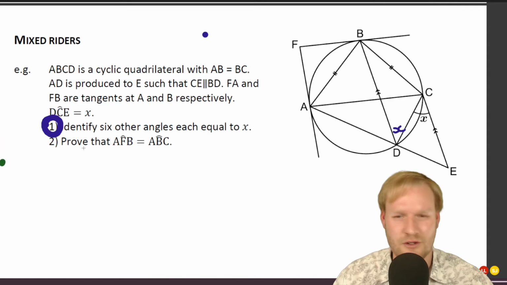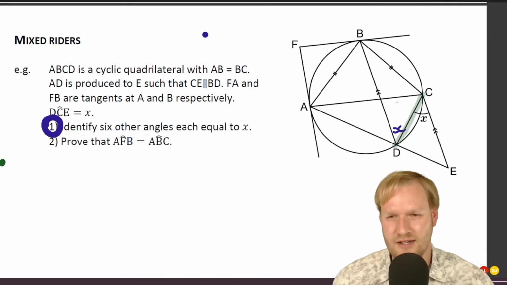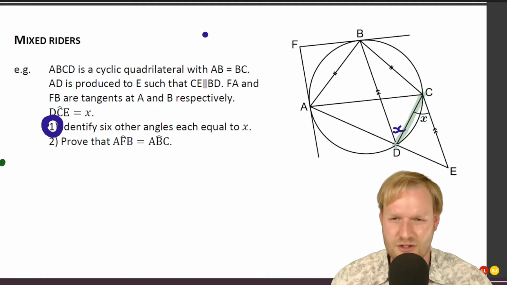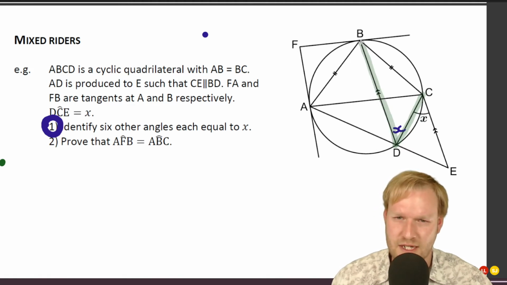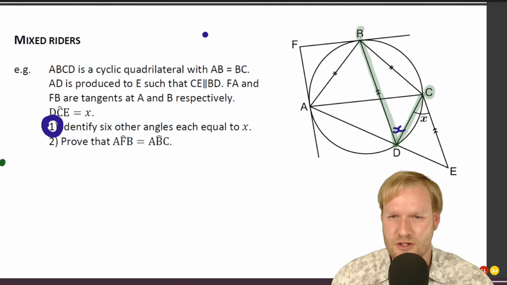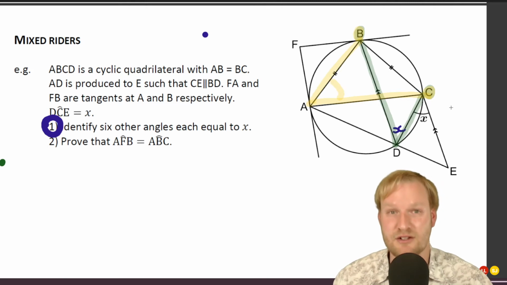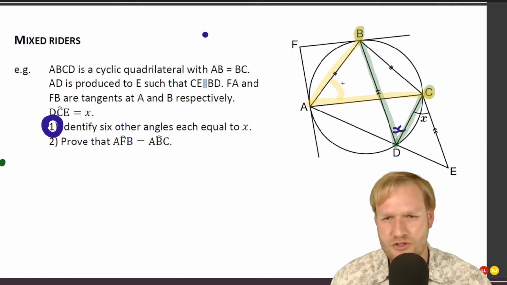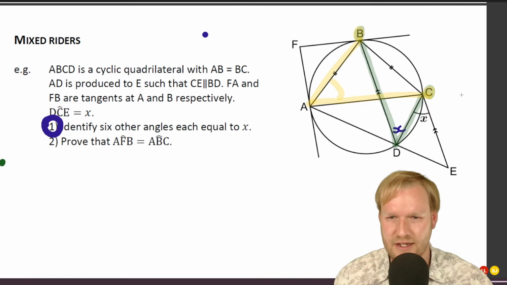So this angle x at D is subtended by going backwards here from D to B and C. So if we start from B and C and we go anywhere else on the circumference, then we're going to see angles in same seg. So that angle across there at A, CAB, is also x.